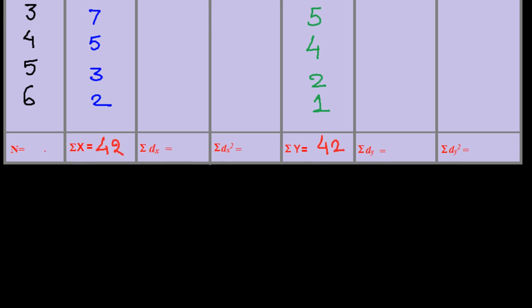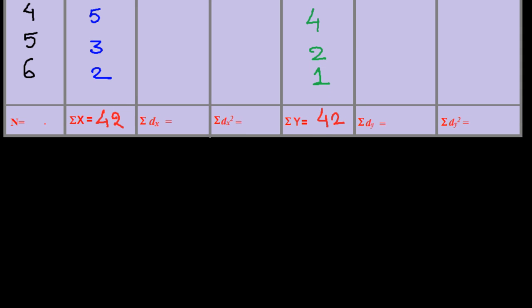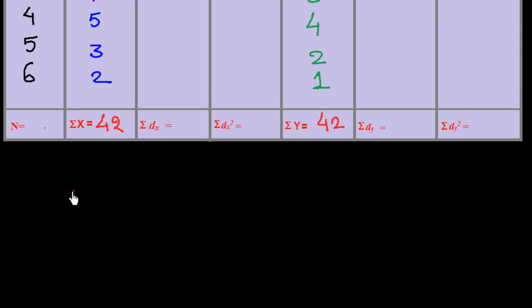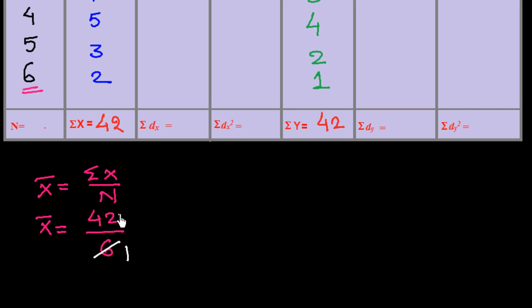Now we find out the mean, x bar and y bar. So we find out here x bar. X bar is equal to summation of x over n. So I am putting here x bar is equal to summation of x, which is 42, and the total number of data is 6. So I cut it, 6 times 7. So the x bar is equal to 7. We have got this one, x bar is 7.